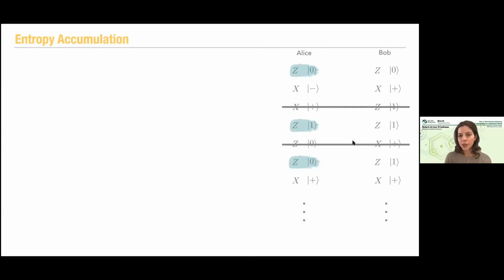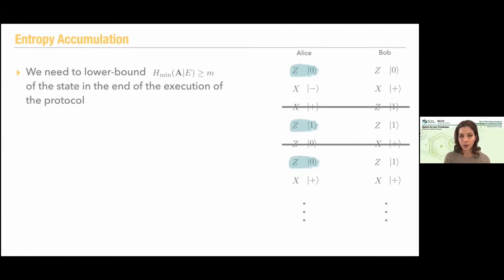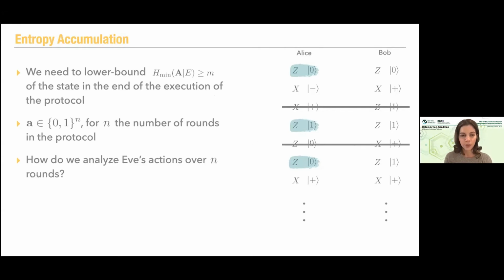So we have the data that we collect after the sifting, and as we said, we need to lower bound the amount of entropy here. I'm changing the notation a little bit: I now use bold letters to indicate that this is a vector, so it's many bits. Let's say this A is in {0,1}^n, where n is the number of rounds where we chose the Z basis.